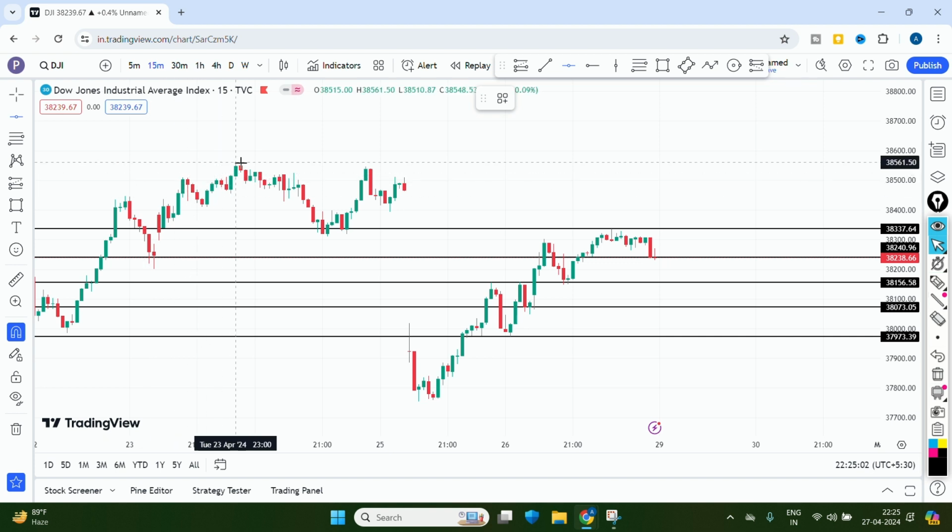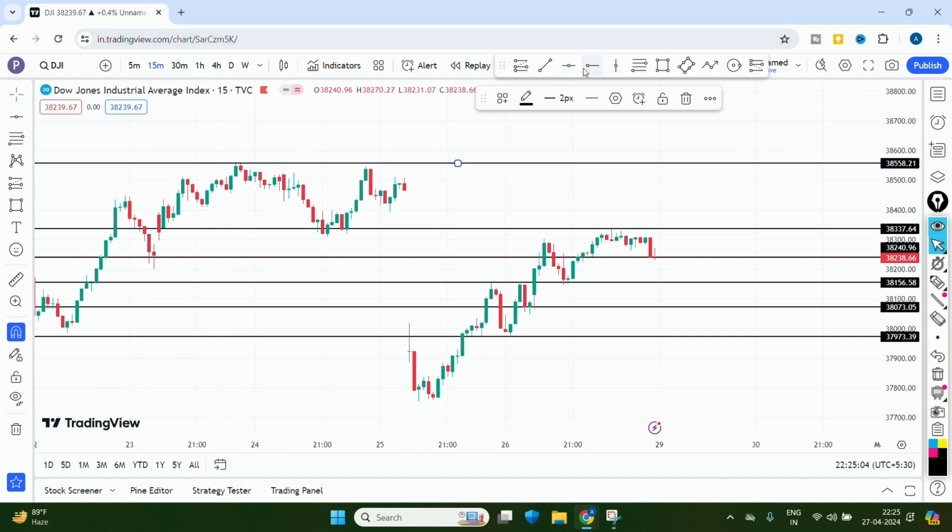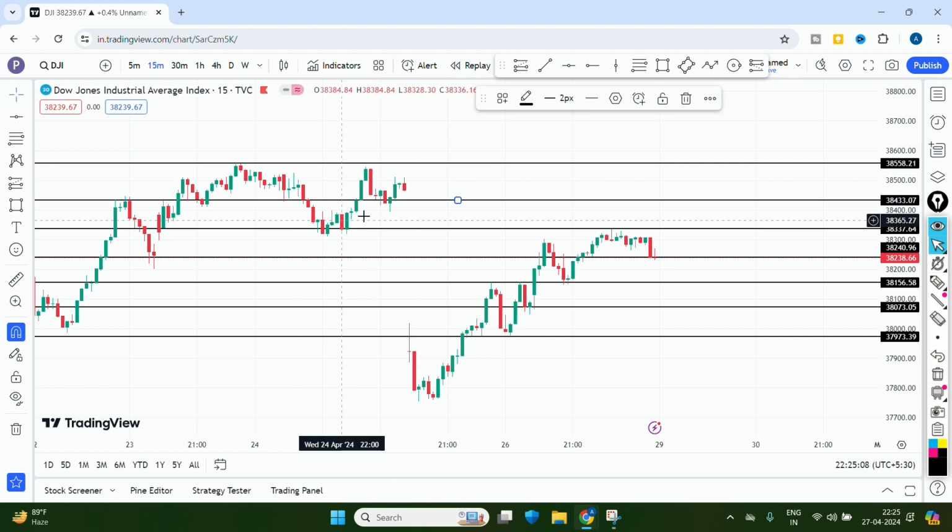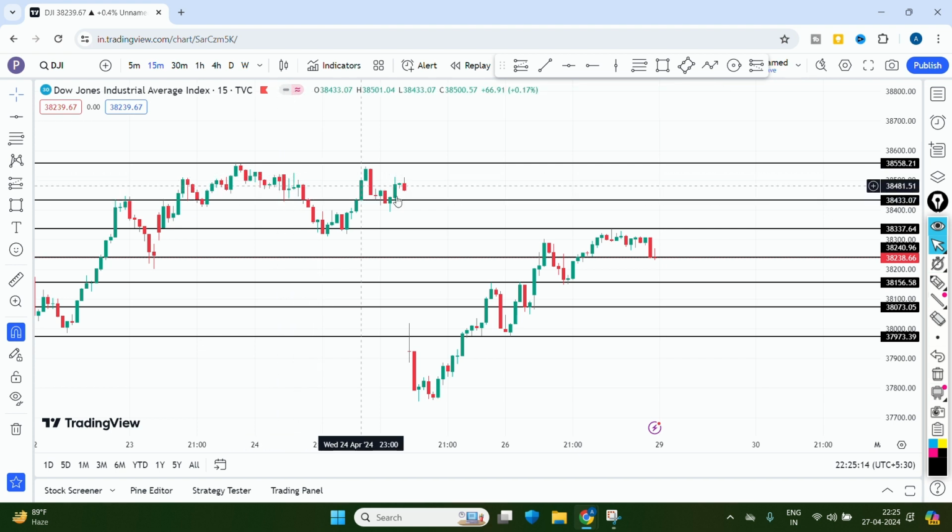And the majority of the time the market paints at this level. It was a level where the market spent a lot of time. It was also at this place a lot. Okay, so these are very important levels for us.